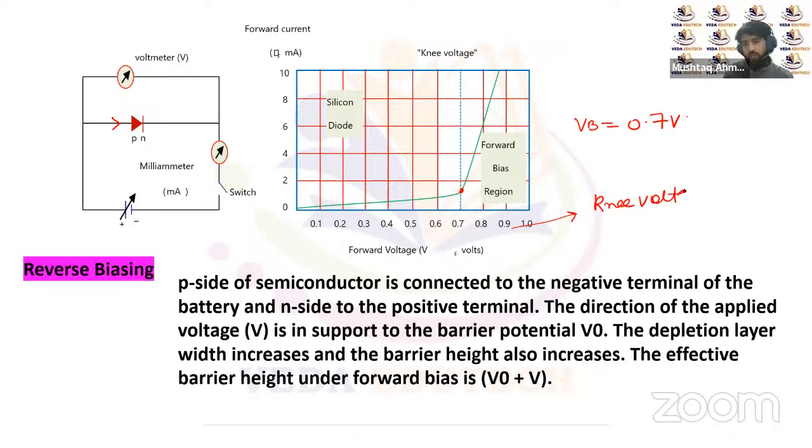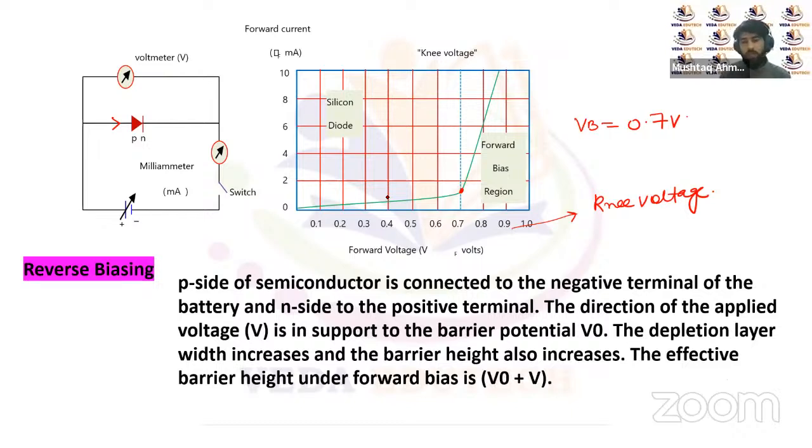At knee voltage, there is sufficient forward current flowing through this PN junction, and suddenly this current increases exponentially. This minimum voltage we call the knee voltage for this PN junction. This is the nature of the current, this is how the current flows when the PN junction diode is forward biased.